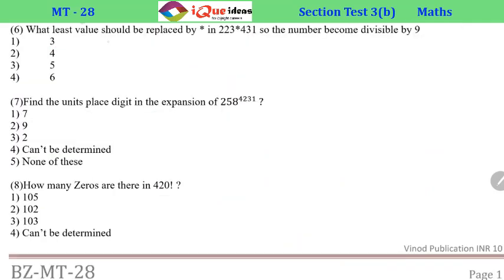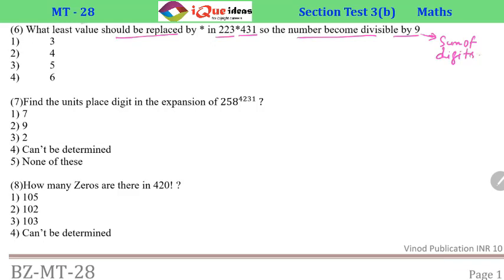Now the next one says, what least value should be replaced by star mark in this 223 star 431 so that the number becomes divisible by 9. Now what is the divisibility test of 9? The divisibility test of 9 is sum of digits. The sum of digits should be divisible by 9.